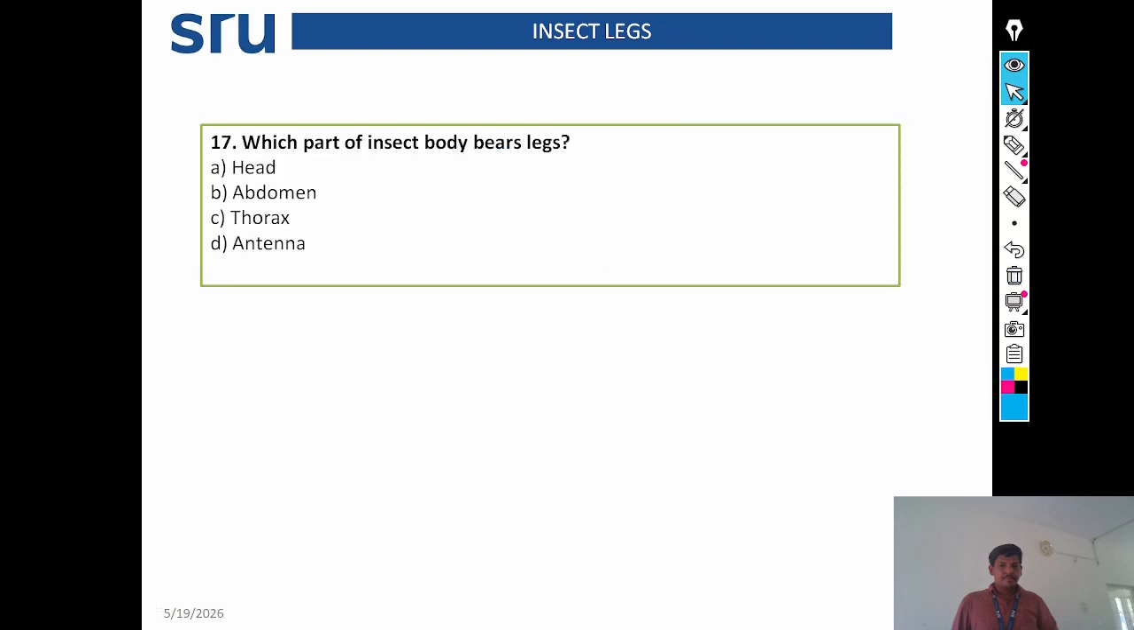Which part of the insect body bears leg: head, abdomen, thorax, antenna? We already discussed that the insect body is divided into head, thorax, and abdomen. In the thoracic region, three pairs of legs are there, that is in pro, meso, and metathorax. Your correct answer is the thorax.